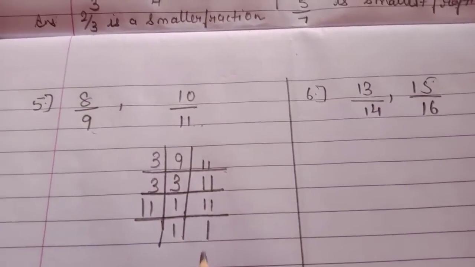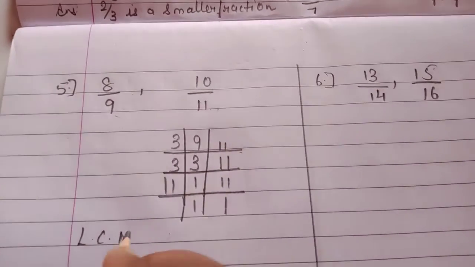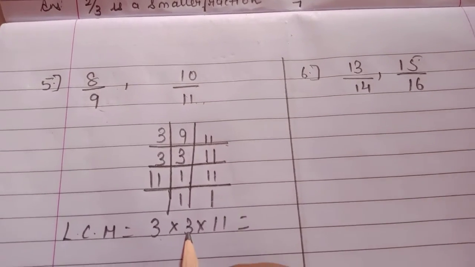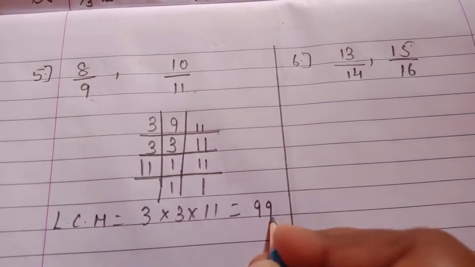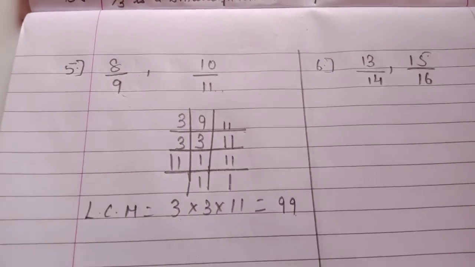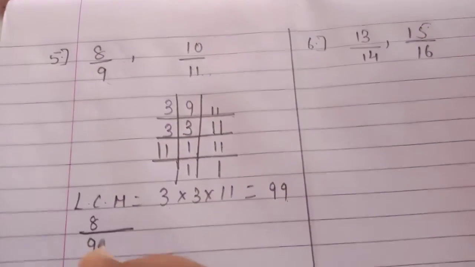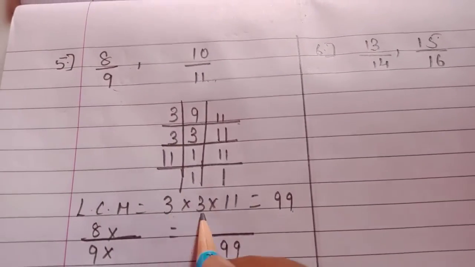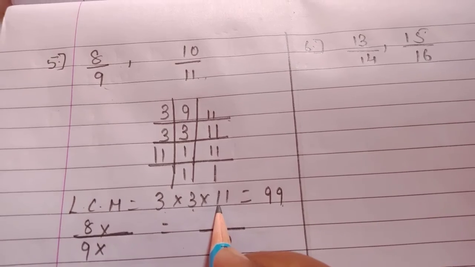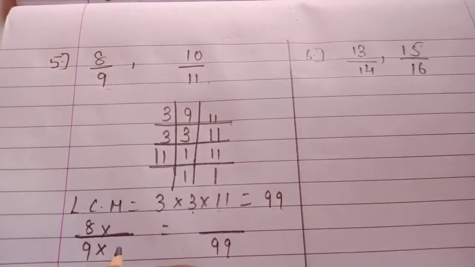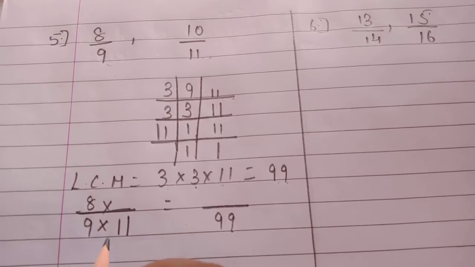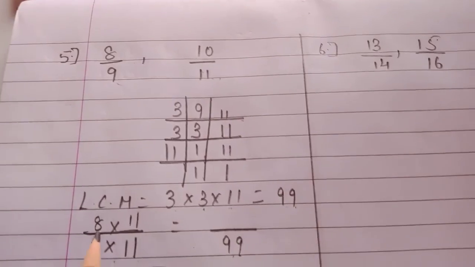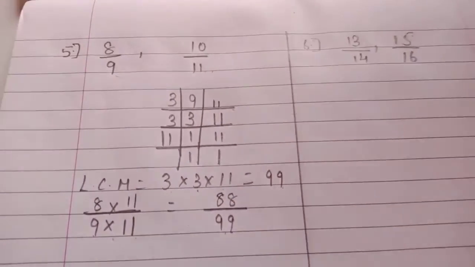11 1s are 11. So LCM equal to 3 multiplied by 3 multiplied by 11. 3 3s are 9, 9 11s are 99. So the LCM we got is 99. So our fraction is 8 upon 9. So we want denominator 99. So here 3 3s are 9. So which number is left here to make 99? 11. So we will multiply with 11 here. So in the numerator also we will multiply 11. So 9 11s are 99 and 8 11s are 88.